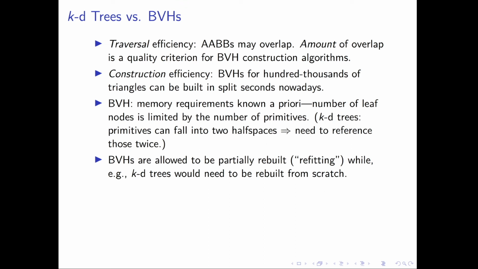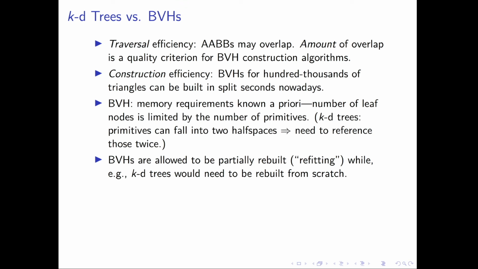Usually when we have a data structure that is fast to construct, we pay for that at the cost of slower traversal, and vice versa. A BVH that is really optimized for traversal is usually a bit slower to construct. So we have to make this trade-off between traversal and construction performance. When it comes to BVHs, and we already discussed this, the memory requirements are known a priori, because we know the number of leaf nodes will have an upper bound, and then we also have an upper bound for the number of primitives.